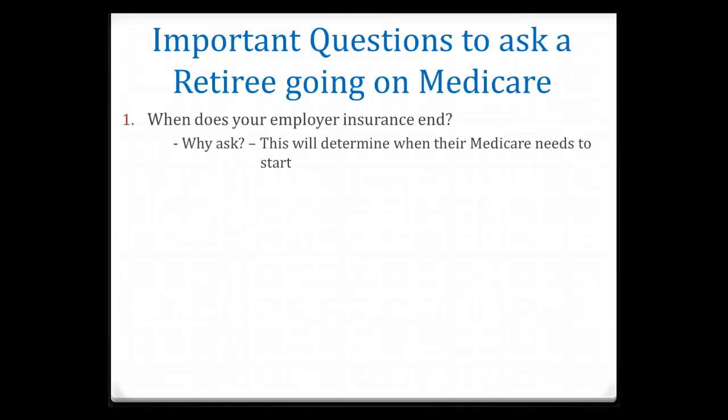So, for example, I have a coworker who was retiring in June, but her employer insurance wasn't going to end until August 31st. So her Medicare needed to begin September 1st and not sooner, or else she'd be paying a premium for insurance that she already had. So that end date of the employer insurance is very, very important.